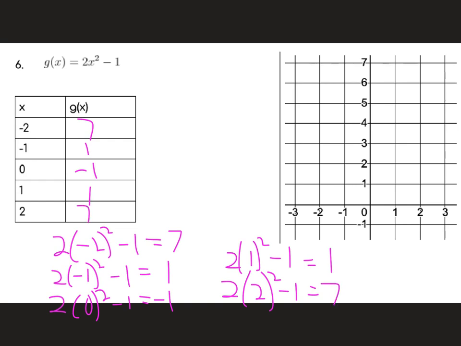Well, I'm noticing a little pattern there. So -2, 7. -1, 1. 0, -1. 1, 1. And 2, 7. Connect the dots. Notice how this one is nonlinear. This is a quadratic. It's going to look like this, or it could look like this, I suppose. Whereas the other one was a line. So, whoop. If you have questions, let us know, my friends.